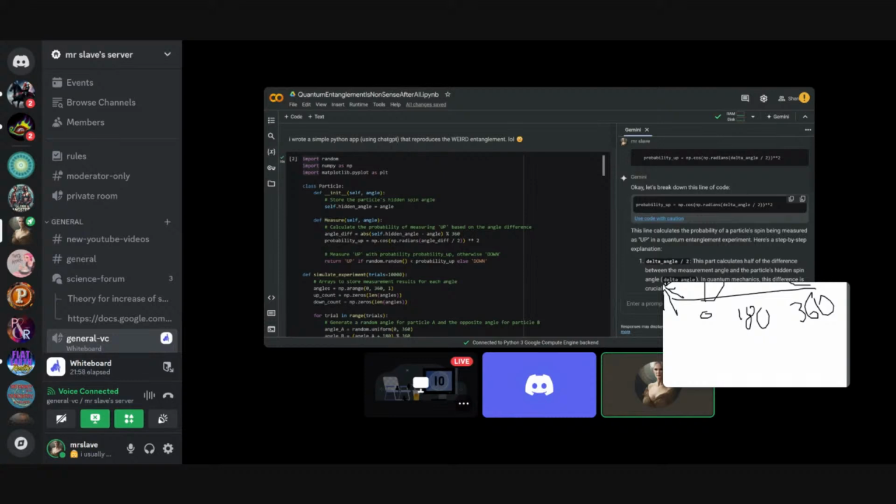There's no information from that side of the universe, A. But wait, the probability takes in the cosine of the angle differential divided by 2, to the power of 2. Fine, but it doesn't matter. It can do anything. You have to understand what we're testing.